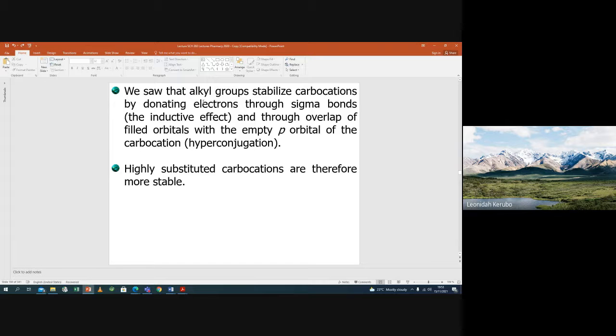We saw that alkyl groups stabilize carbocations by donating electrons through sigma bonds, that is by inductive effect, and also through overlap of filled orbitals with the empty p orbital of the carbocation through hyperconjugation. Therefore, highly substituted carbocations are more stable than those which are not highly substituted.